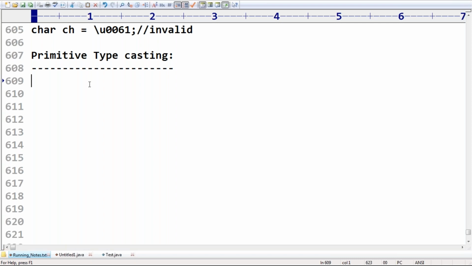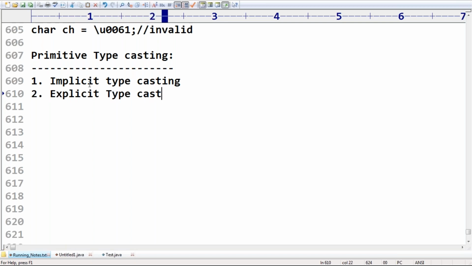There are 2 types of typecasting, friends. The first one, implicit typecasting. The second one, explicit typecasting. So how many types are there? Implicit and explicit. Of course, people who refer to the videos can understand very easily. Implicit means internal, automatic. Explicit means we have to do it explicitly, manually.